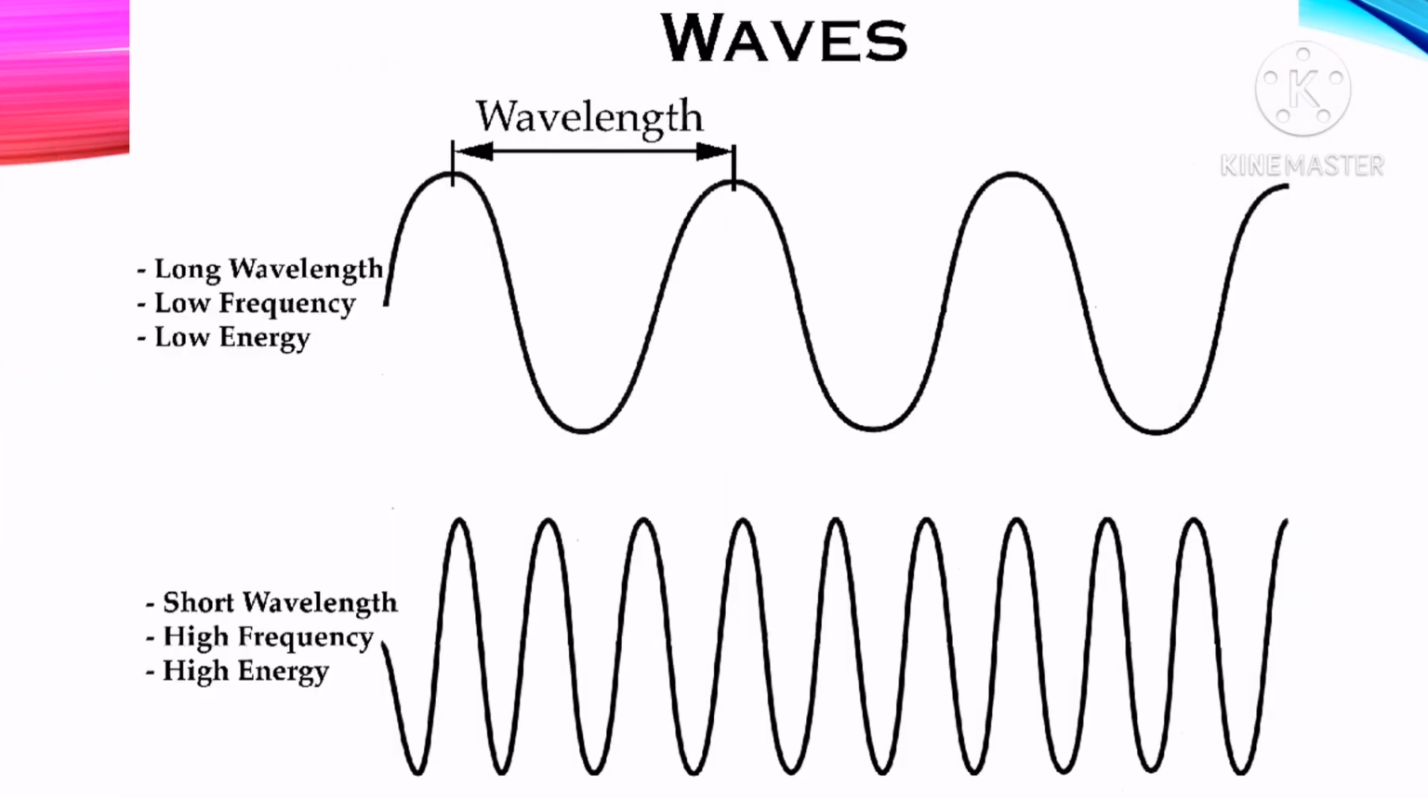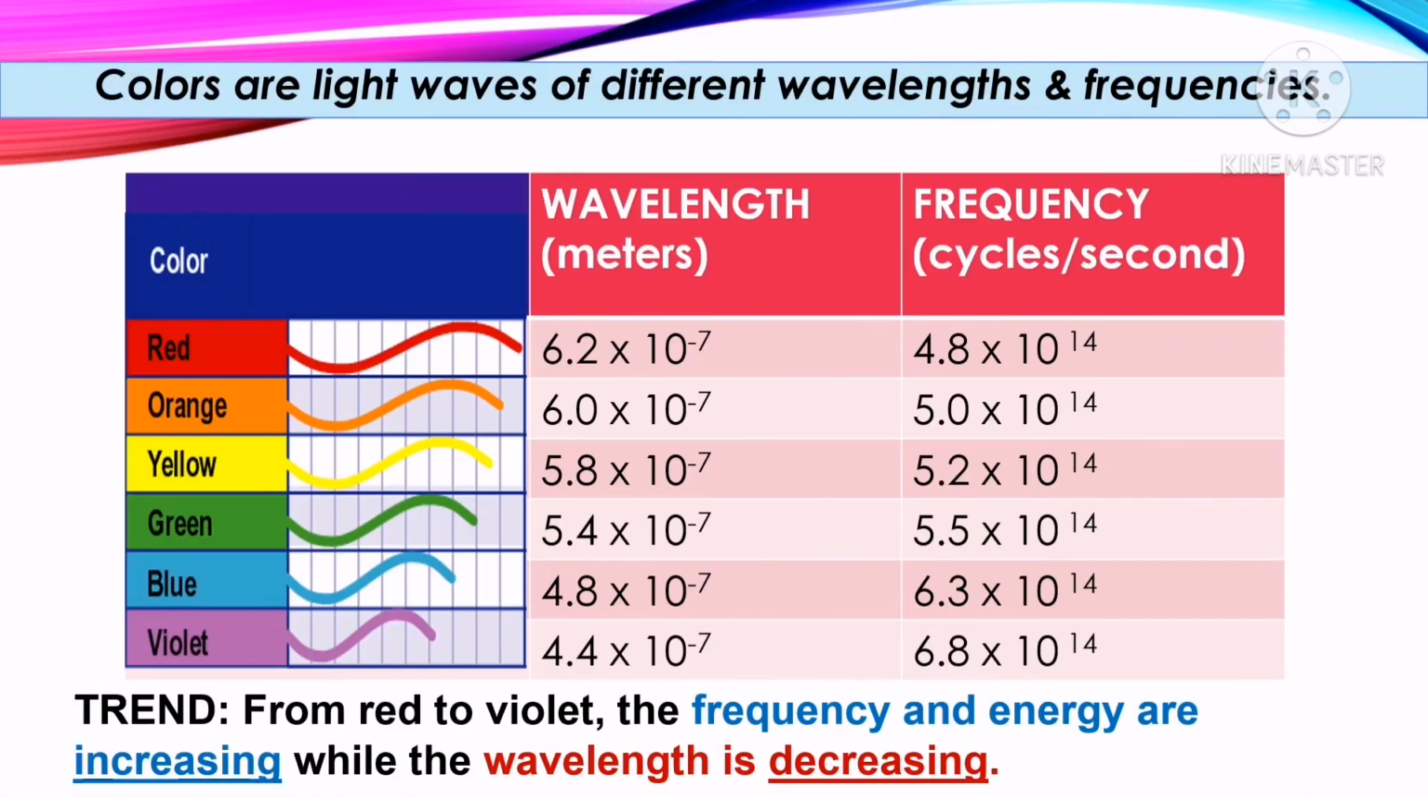Waves with long wavelength have low frequency and energy, while waves with short wavelength have high frequency and energy. Colors are light waves of different wavelengths and frequencies. What is the trend? From red to violet, the frequency and energy are increasing while the wavelength is decreasing.